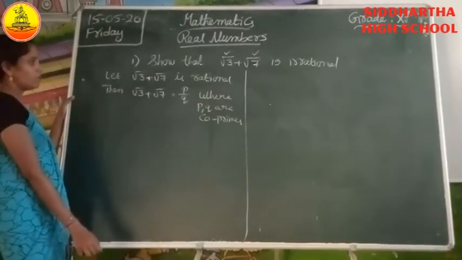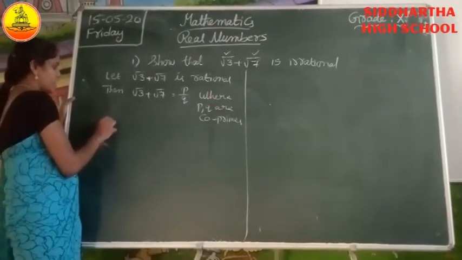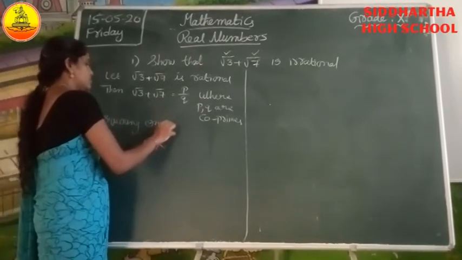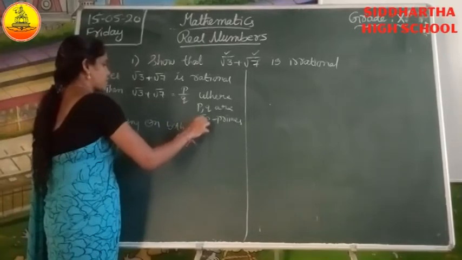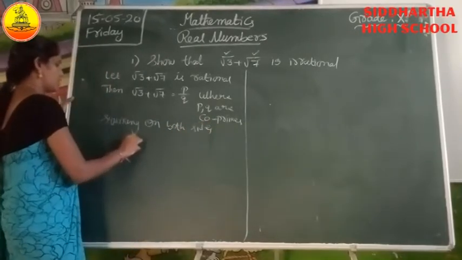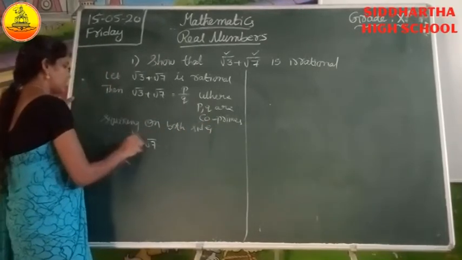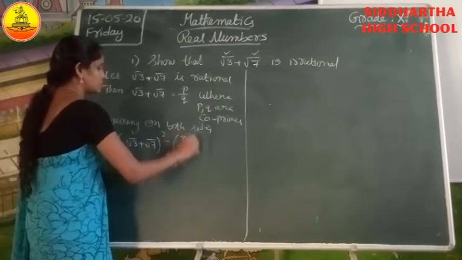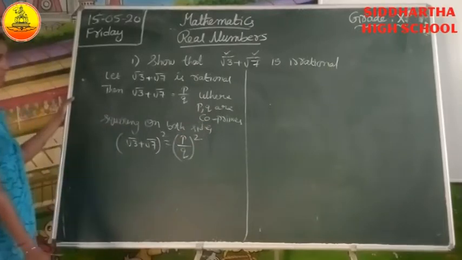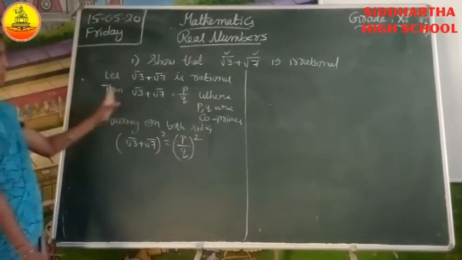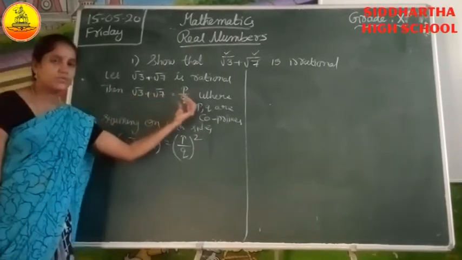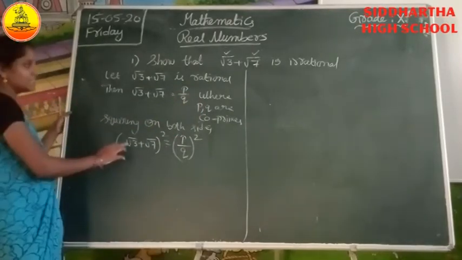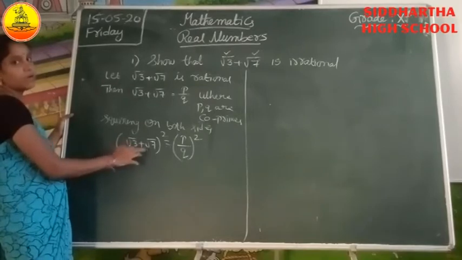Okay. So what we have to do? Squaring on both sides. Root 3 plus root 7 whole square is equal to p by q whole square. Now squaring on both sides means this side also we have to do squaring, this side also we have to do squaring. Now it is in the form of a plus b whole square.